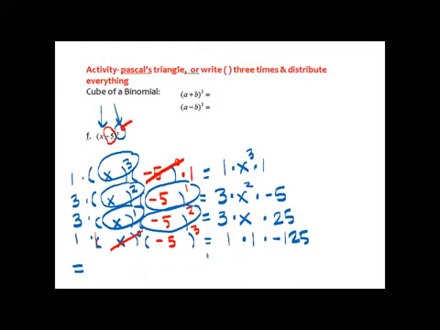Now we're going to put it all together for a polynomial. So what is 1 times x to the third? It is x to the third. 3 times negative 5, I almost said the answer, is going to be negative 15, and then there's an x squared here, right?